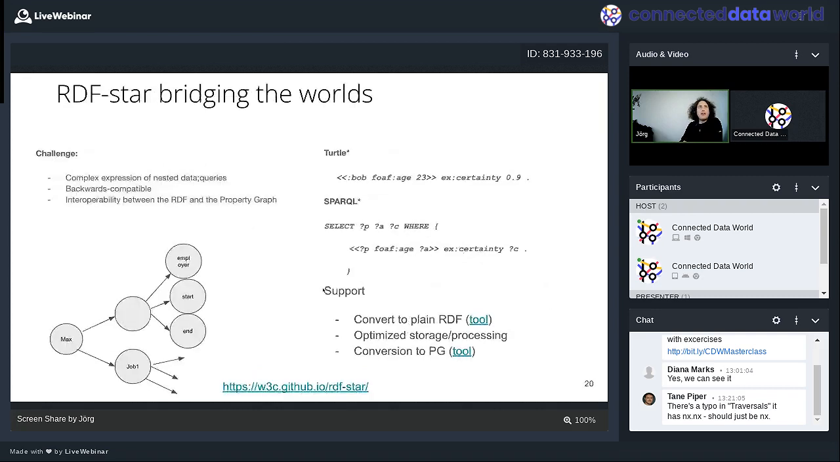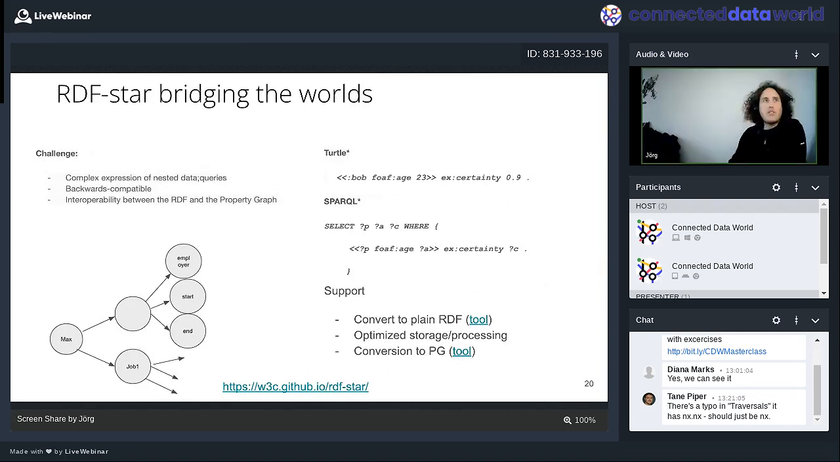Luckily, those two camps are getting closer to each other. For example, RDF-star is a recent proposal which makes it much easier to combine the property graph and the RDF world. And so I'm kind of hopeful that this interoperability will become better between both worlds, because I believe both worlds have some unique benefits to bring to the table.